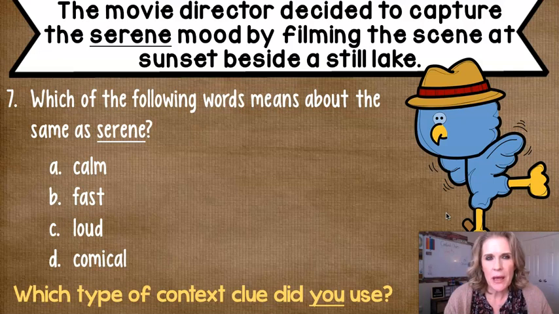Well, let's look back at it. If they're filming this scene at sunset beside a still lake, imagine that. Do you think that's fast, loud, or funny and comical? No, it's calm. So this one also is letting us use inference. It's giving us clues. We use our prior knowledge and we can come up with the idea that calm means about the same as serene. It's describing a calm, peaceful scene.